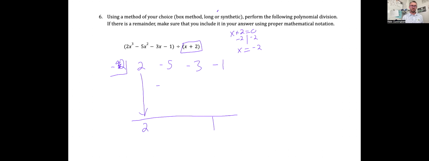2 times -2 would give us -4. -5 combined with -4, -9. -9 times -2 is positive 18. 18, -3, you get positive 15. 15 times -2, -30. So you have -31. This is our remainder.